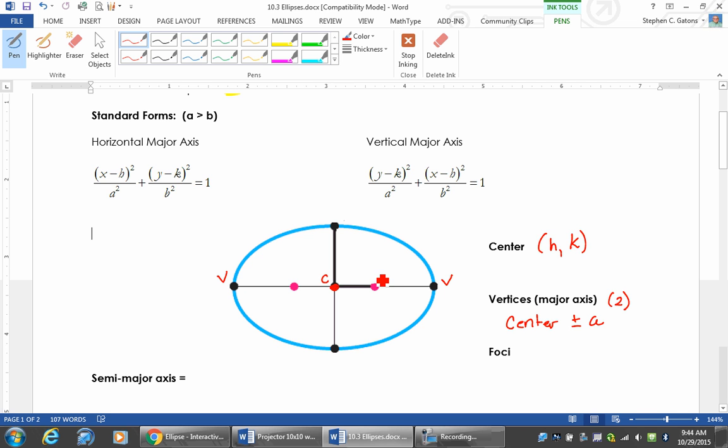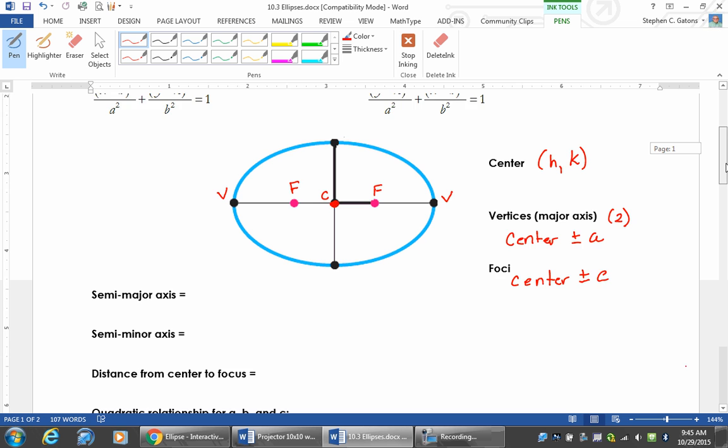The foci, you can find those by starting at the center and adding or subtracting this value called c. Now this is the first time we've run into this c value. This is not the center, this is a length.